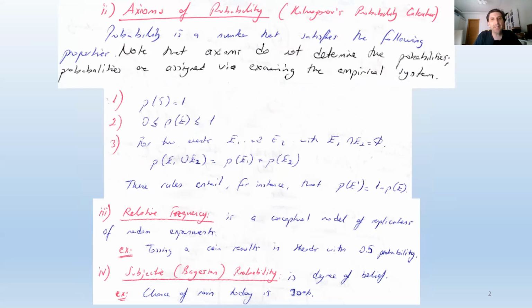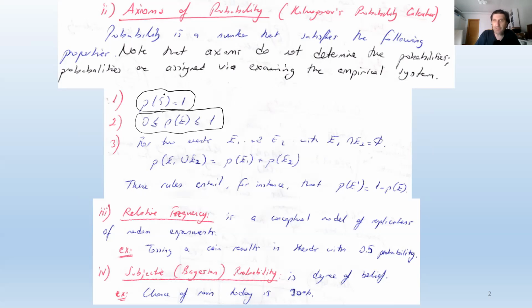And this is actually the mathematical explanation of probability, but note that it says nothing about the empirical content of probability. It's just that probability is a number. Actually, it's a function which satisfies these properties. The probability of the sample space is equal to 1, and the probability of any event is going to take a value between 0 and 1.